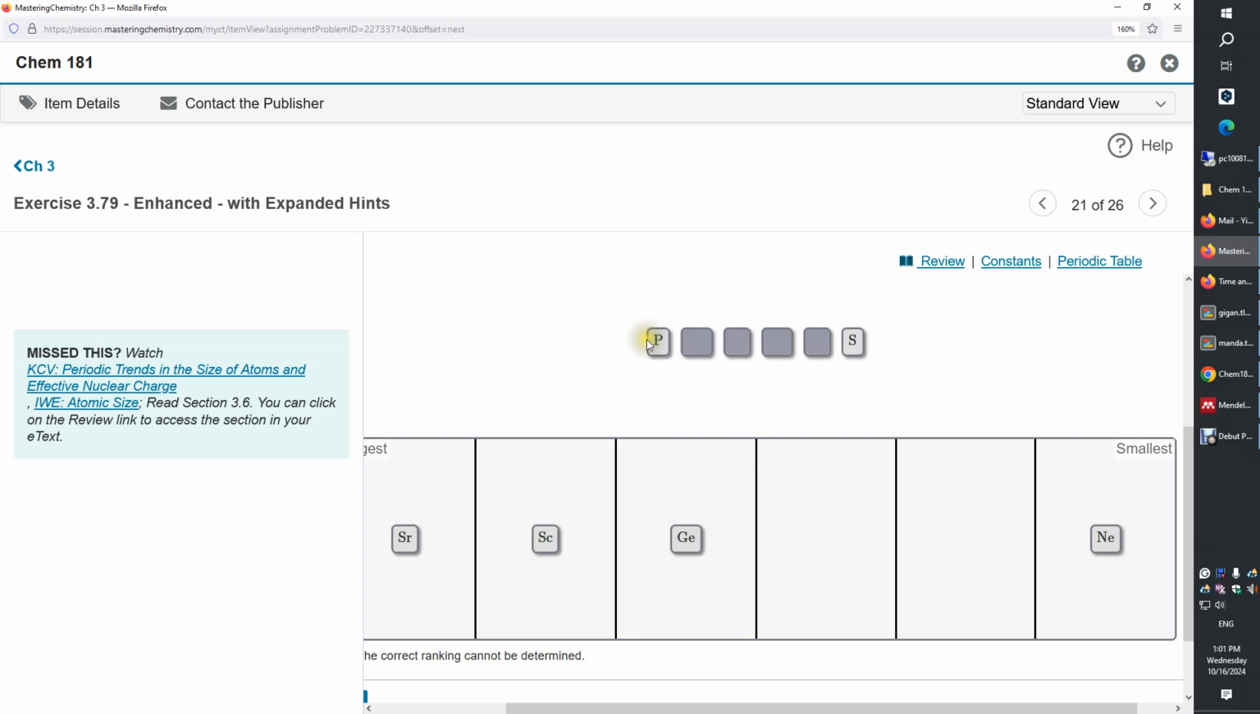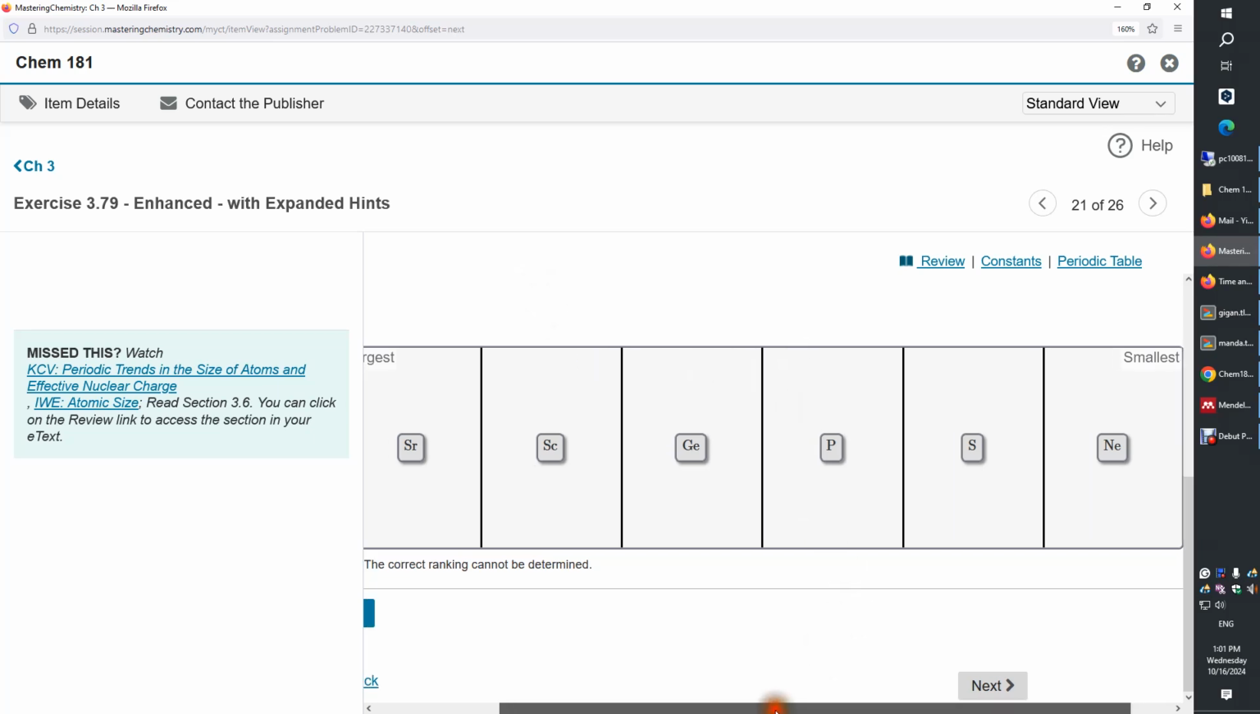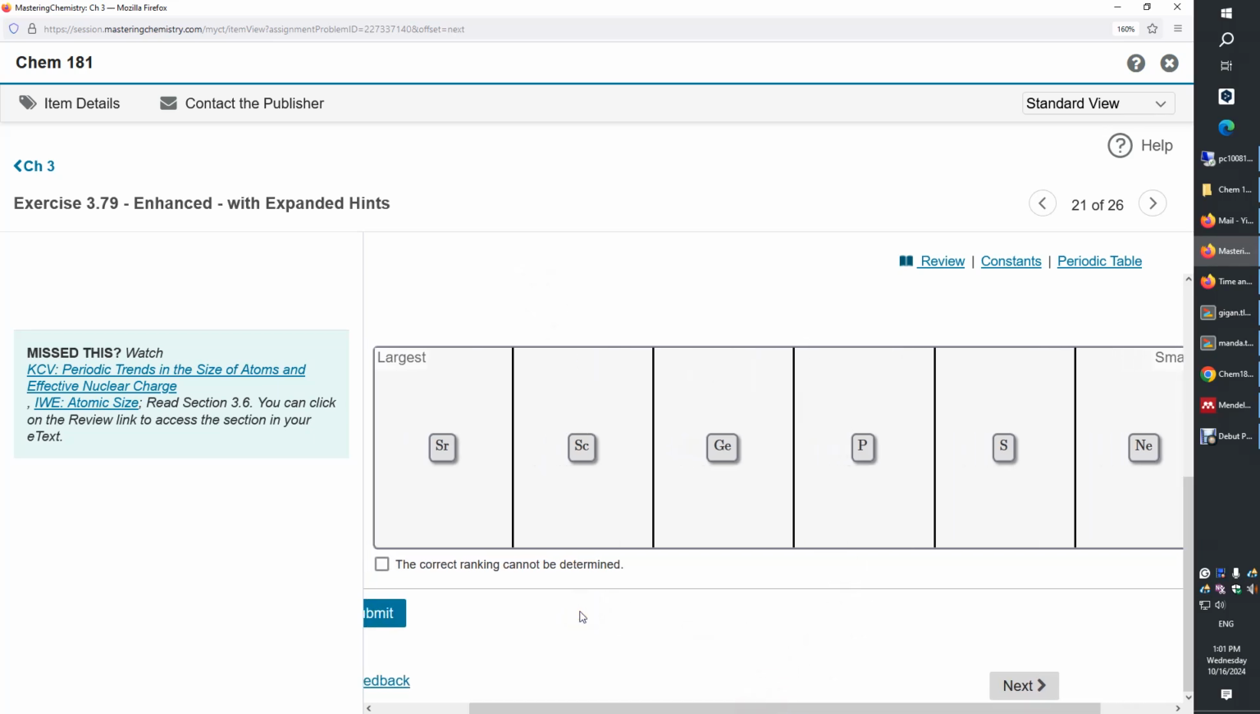And if we compare phosphorus and sulfur, phosphorus is slightly closer to francium. Sulfur is slightly closer to helium. That's it. That's how you tackle this problem. Theoretically, there are two reasons. Number one, if you have a larger principal quantum number, the atom is larger. Number two, if you have a smaller effective nuclear charge, the atomic radius is larger.